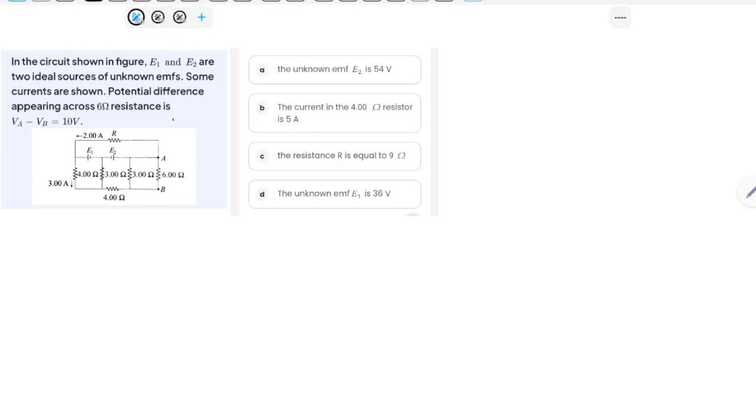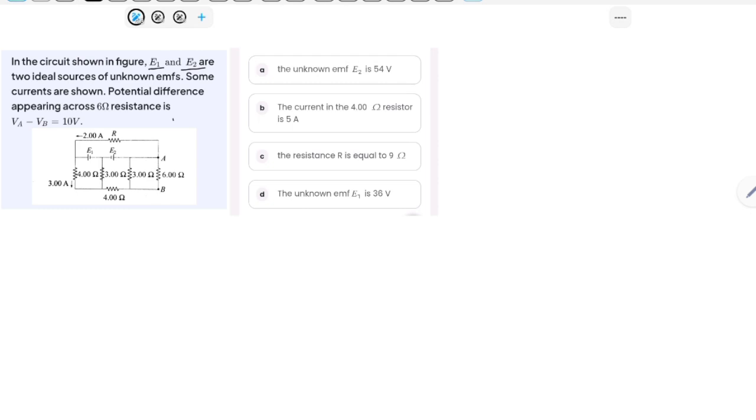In the circuit shown in the figure, E1 and E2 are two ideal unknown EMFs. So here E2 is there, here E1 is there. These two are unknown EMFs. Some currents are shown. If you observe, here 2 amperes of current is shown, here 3 amperes of current is shown, and the potential difference appearing across 6 ohm is 10 volts.